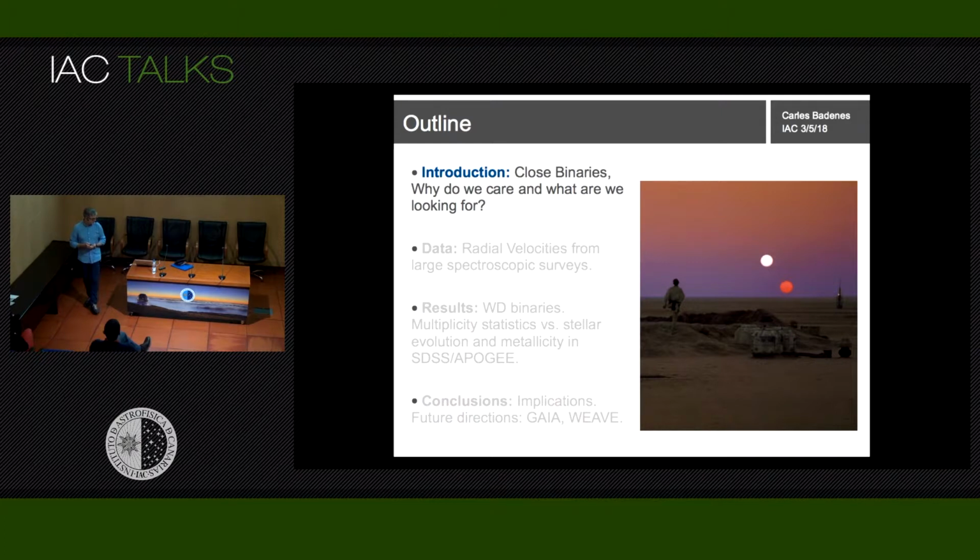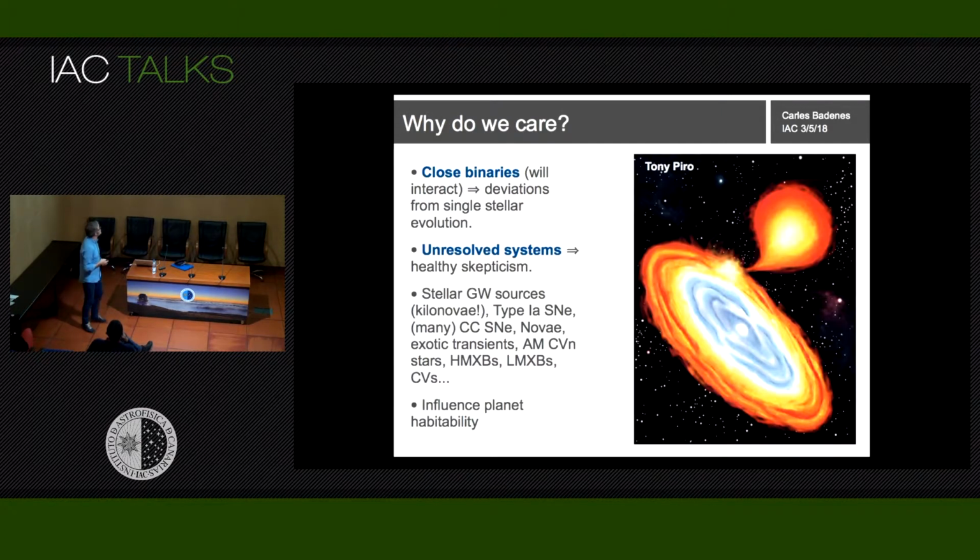So let's begin with a little bit of an introduction. A very simple working definition of a close binary is just a system that will interact at some point. Binaries that are close enough that they will not evolve as separate stars. And of course, I showed you the image from Star Wars. That's a powerful image. This is another very powerful image. We all have this image in our brain.